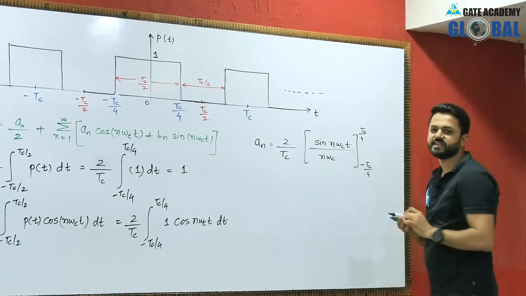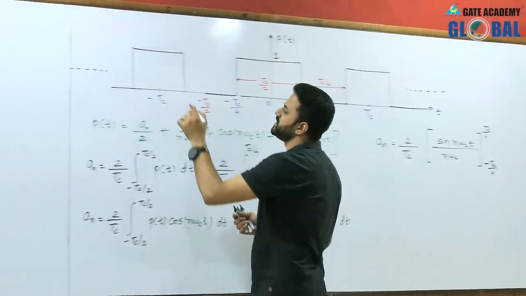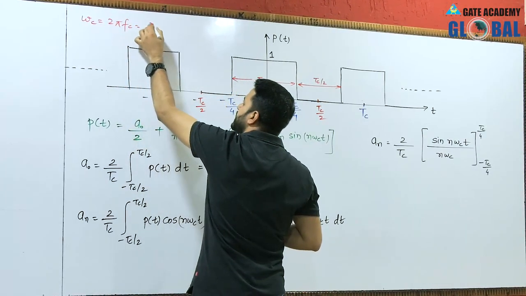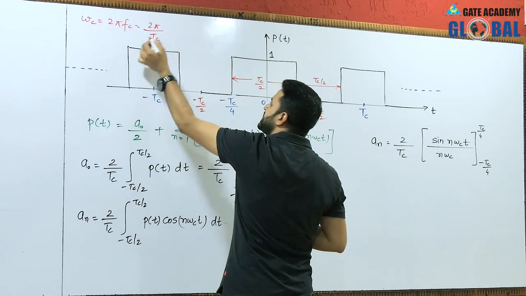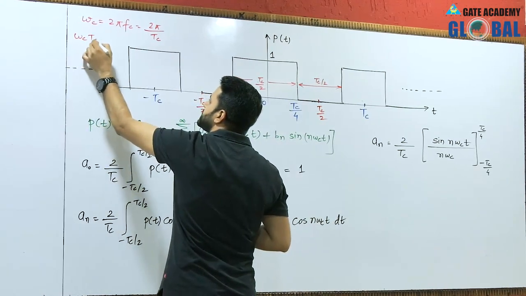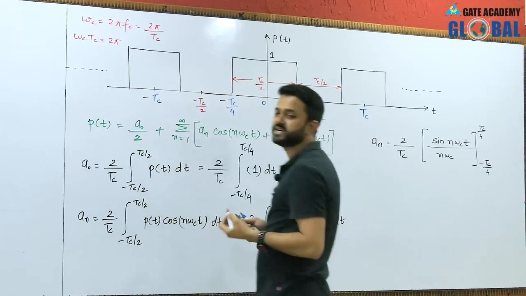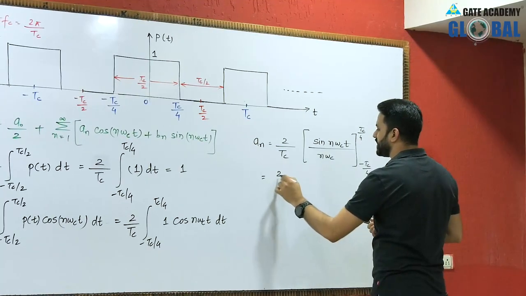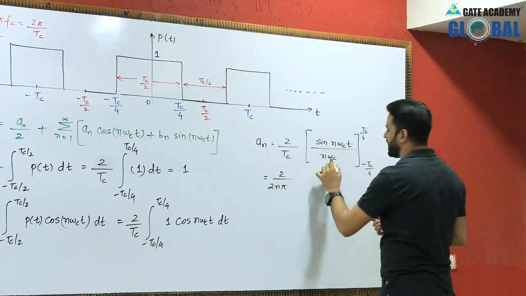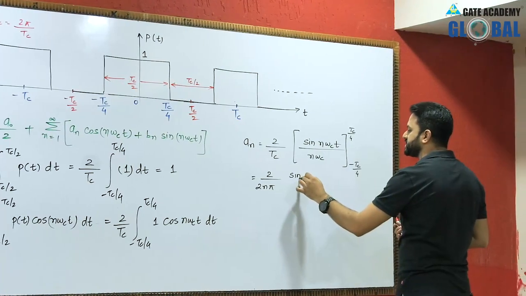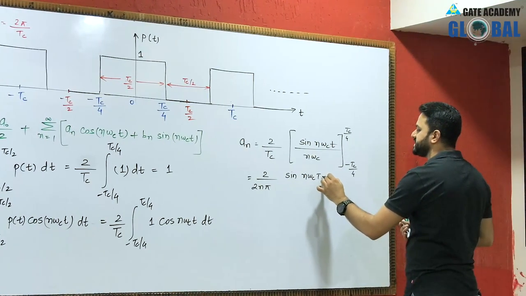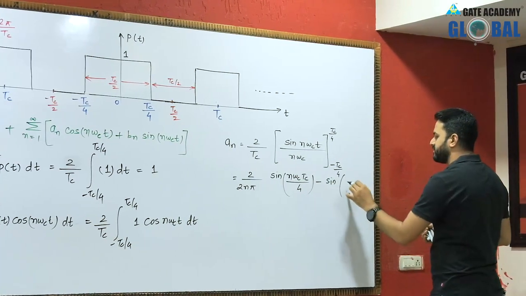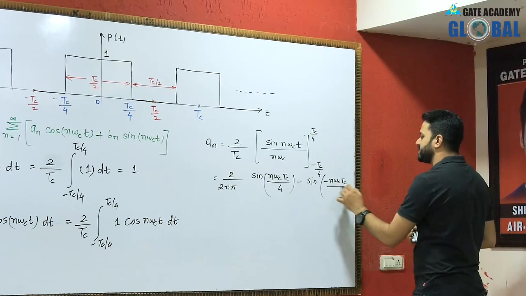So what should be the value of omega c into Tc? This omega c equals 2 pi fc, and fc can be written as 1 upon Tc. So omega c multiplied with Tc is 2 pi. So we get 2 upon 2 n pi, because n is already there, and we substitute the upper limit, sin n omega c Tc by 4, minus sin of minus n omega c Tc by 4, which is the lower limit.